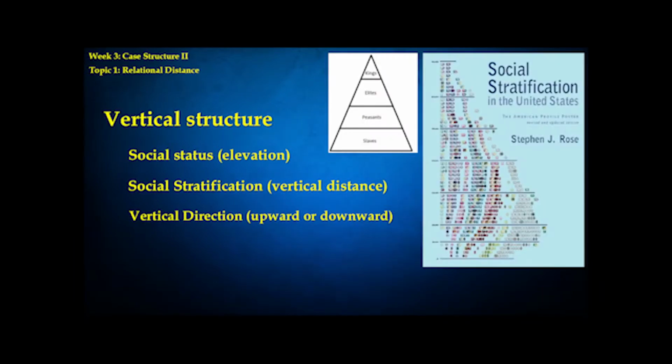So last week, we mostly focused on what you could call the vertical structure of a conflict, meaning the patterns of social status involved, including the social elevation of the case, as known by the overall status of both parties. And we talked about the effect of social stratification, also called vertical distance, how much inequality there is between the parties, whether they're rich and poor or respected and disrespected. And we talked about vertical direction, whether the case is upward or downward, whether it's a rich person suing a poor person or a poor person suing a rich person, and so forth.